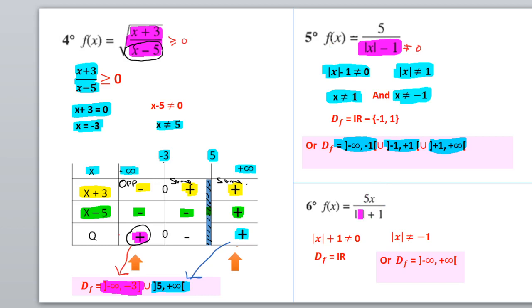5x over absolute x plus 1. I always look at the denominator: absolute x plus 1 should not be equal to 0. Not equal to 0 means that absolute x is not equal to negative 1. See, I take the 1 to the other side and it becomes absolute x not equal to negative 1. Someone might come and say, okay, we already know that absolute x is always positive, so how could it be negative 1? What are the values? Is it possible for any value to give me negative 1? No.